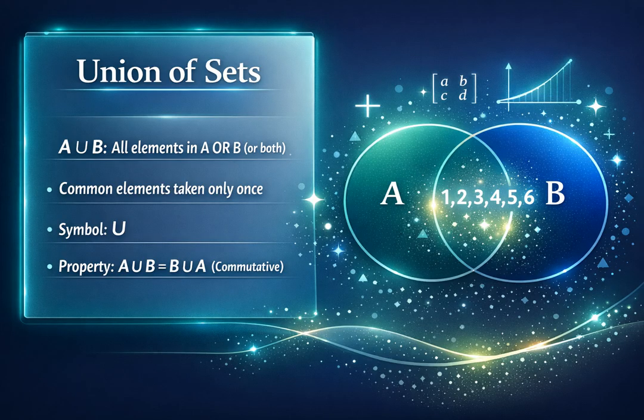Now we come to operations on sets. The union of sets A and B, written as A ∪ B, contains all elements that are in A or in B or in both. Common elements are taken only once. This operation follows the commutative law: A ∪ B = B ∪ A.